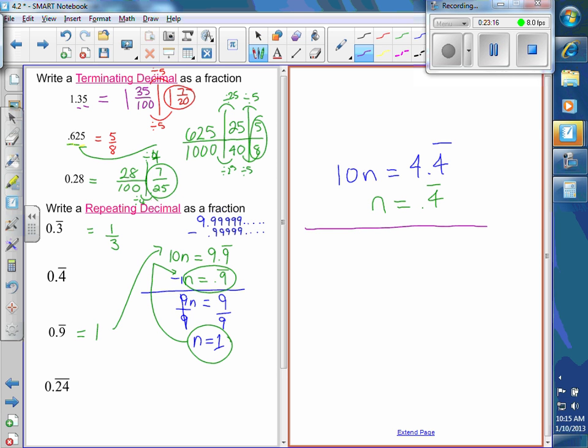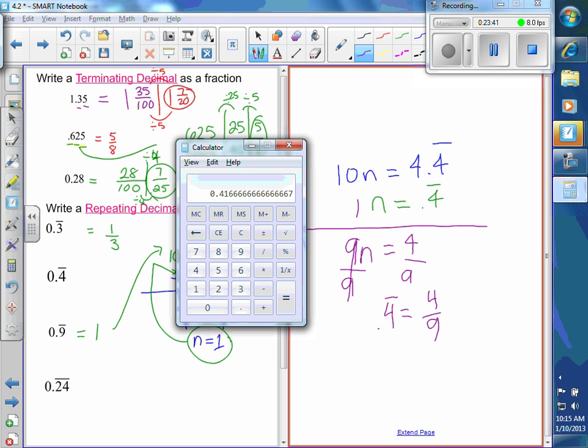So I take this and bring it down here and subtract. What do I get over here? 9n. And that's 4, right? And when I divide by 9, I get 4/9. So 0.4 repeating is the exact same thing as 4/9. There's my calculator. 4 divided by 9 is. It doesn't have the 5, because it's less than 5, right? Didn't round it.